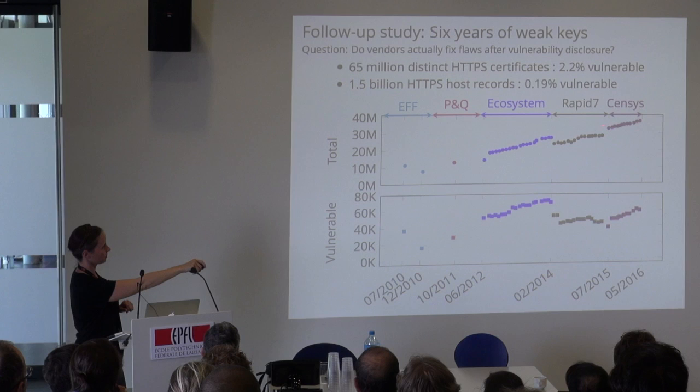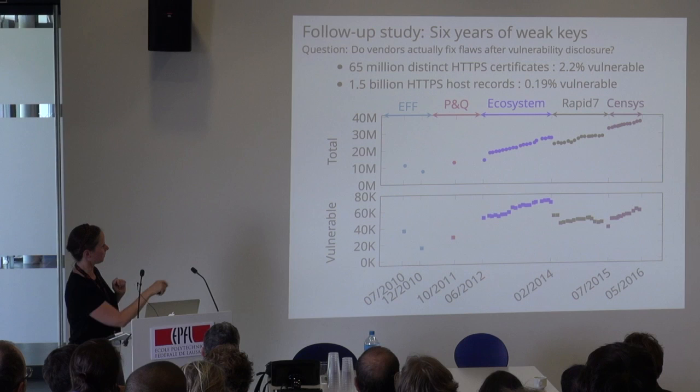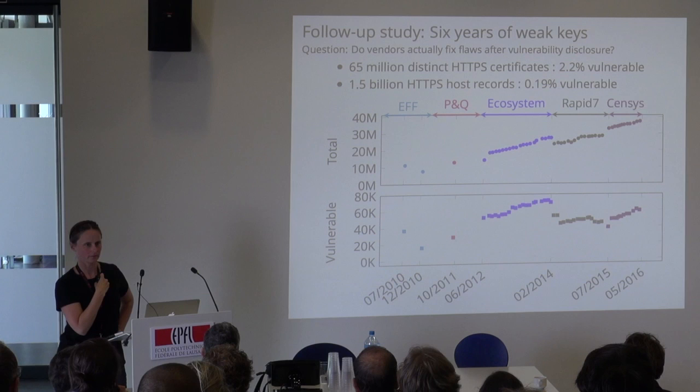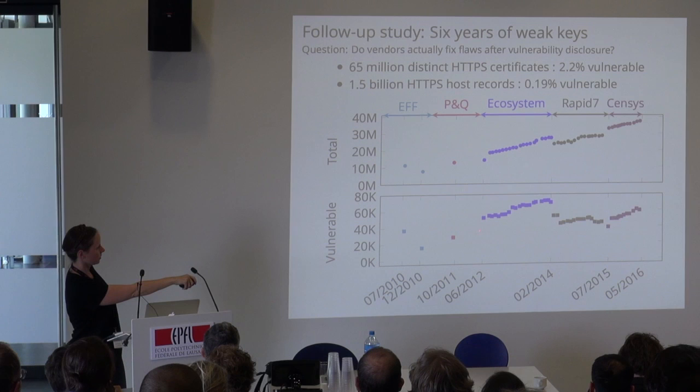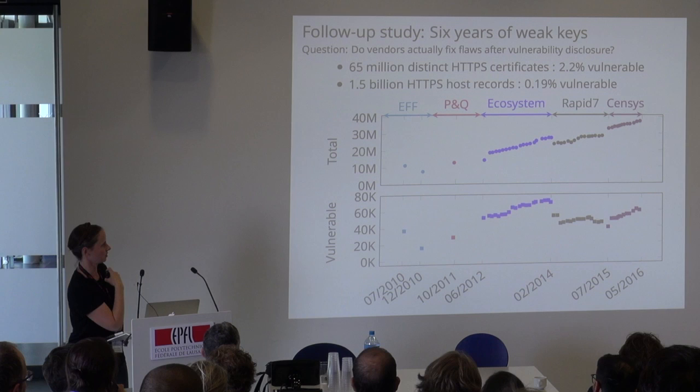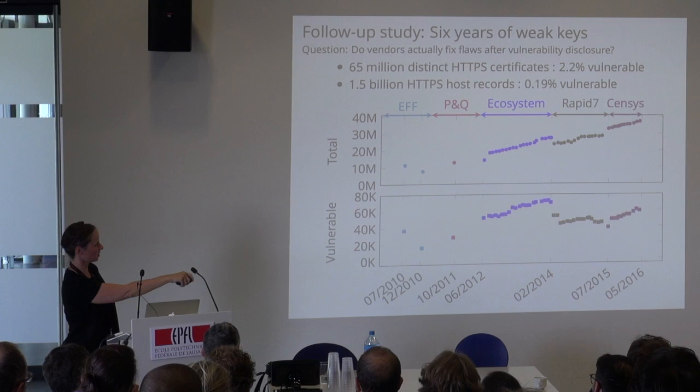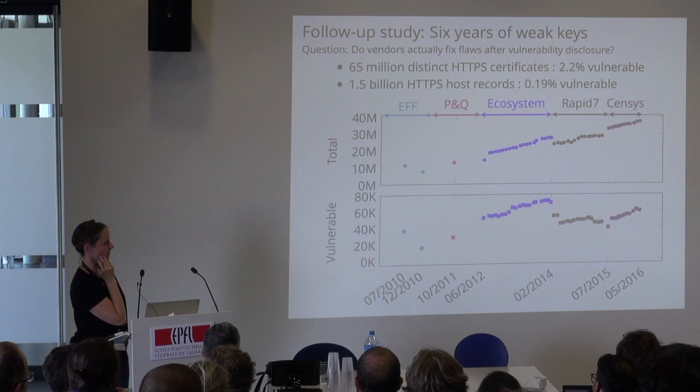So ignore those. And this is the number of keys, or the number of hosts with private keys, that we were able to compute. The point at which we disclose the vulnerabilities is about here. You can see that the number of vulnerable hosts actually continues to rise, so there does not immediately seem to be any evidence of patching. It's hard to tell what's going on here. The number of vulnerable hosts still seems to be rising, although it's dropped some.